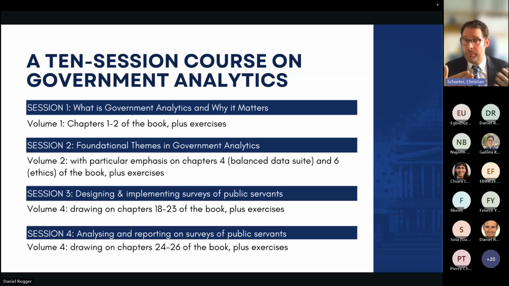And then session 4 is all about, once you have the survey data, how can you analyze it effectively? How can you report on it effectively? How can you make sure that these results really inform better conversations about management improvements? For both of those, we again have exercises. One of them draws on the early chapters on the survey volume. The second, session 4, is the later chapters in the survey volume, chapters 24 to 26.